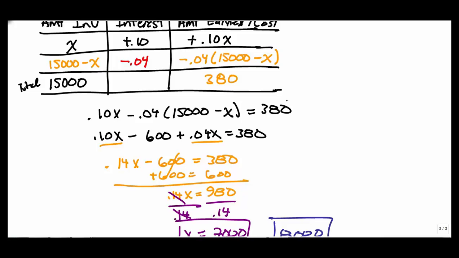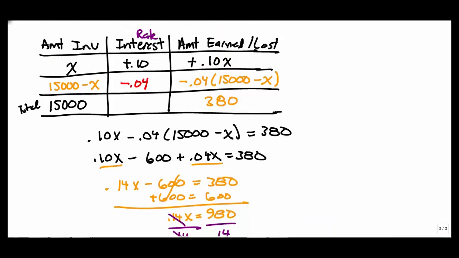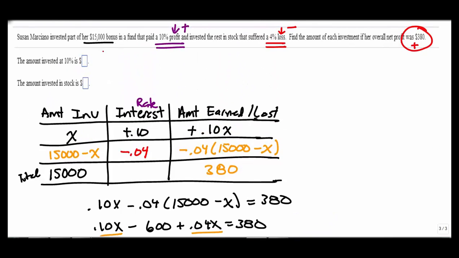So what was the X? Well, if we scroll up here, X was my 10% gain. So this was in my 10% gain account. And this 8,000 then was that 4% loss account. Okay, so X up here is 7,000. So the amount invested at 10%, that was the gain, that's 7,000. The amount invested in the loss of 4% was 8,000. Like I said, there's several ways to set this up, but this is certainly one way that gets the information in a table, and tables are easy to keep track of things in.